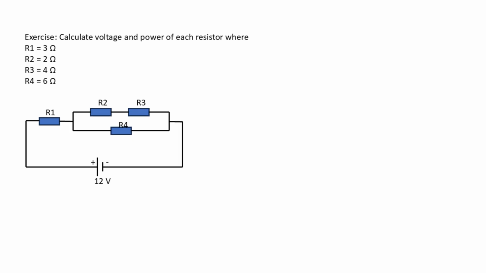Given a DC circuit with source of 12 volts, R1 = 3 ohms, R2 = 2 ohms, R3 = 4 ohms, and R4 = 6 ohms, calculate the voltage and power of each resistor.